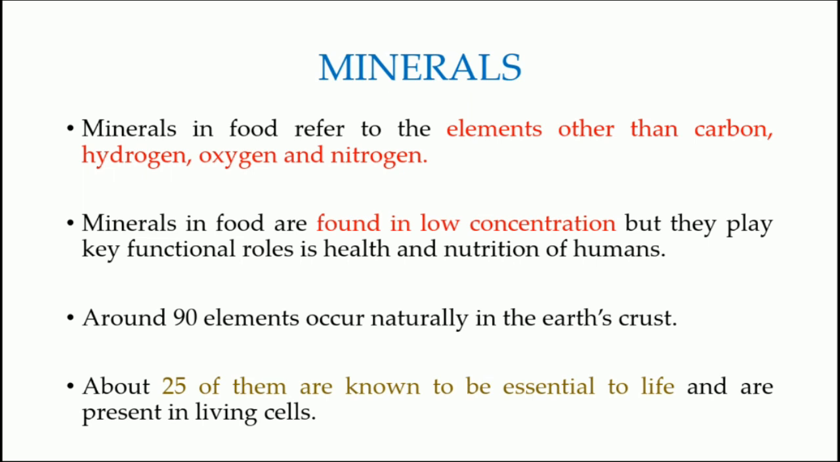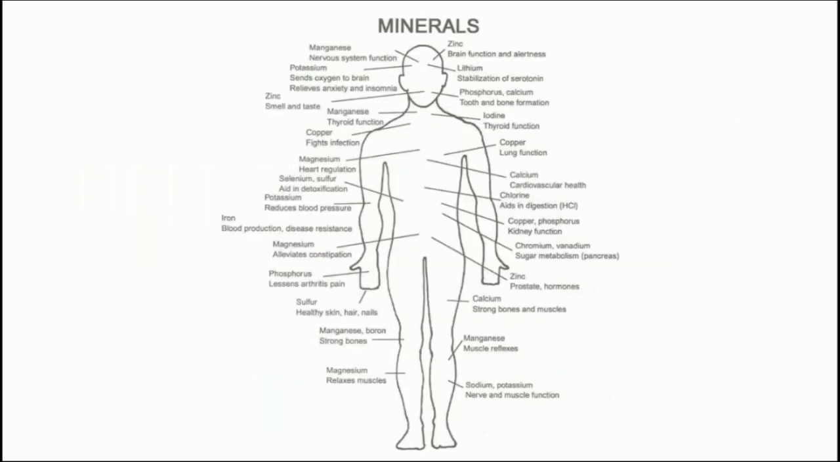Minerals are the elements other than carbon, hydrogen, oxygen, and nitrogen. There are a number of minerals like calcium, iodine, magnesium, iron, phosphorus. There are a lot of minerals which are important for our body. They are found in very low concentration in food, but they play a very significant role in our health and nutrition. Around 90 elements occur in the Earth's crust, and out of these, 25 are known to have importance in the living cells. Here in this picture, I have tried to cover mostly important minerals which are required for the body. You can check them out.